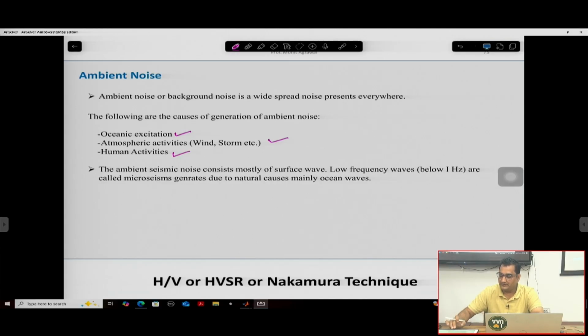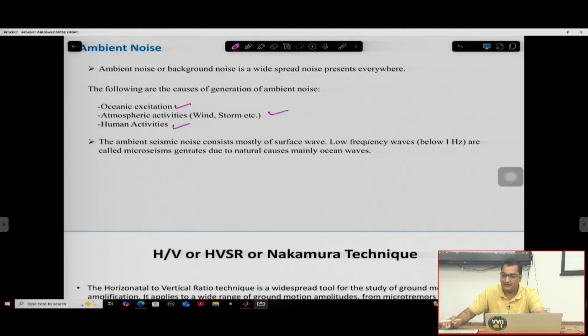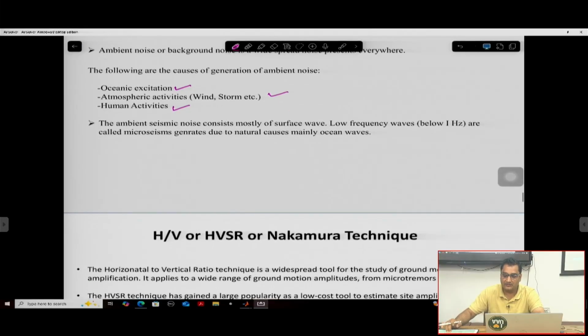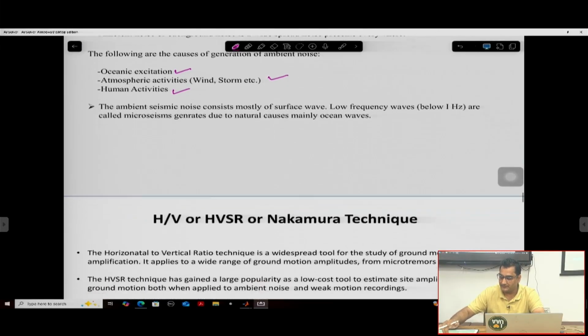Ambient noise mostly consists of surface waves. These are low frequency waves, mostly below 1 Hz, that are also called microseisms, and they may be generated due to natural causes, mainly oceanic waves.